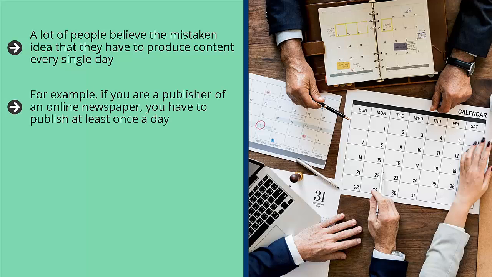For example, if you are a publisher of an online newspaper, you have to publish at least once a day. Oftentimes, news is updated several times a day. But if your niche is fairly static, like, let's say, insurance, and you're not offering insurance news, then you should publish once a month at most. The key here is to prioritize quality over quantity. This is how you will dominate your niche.